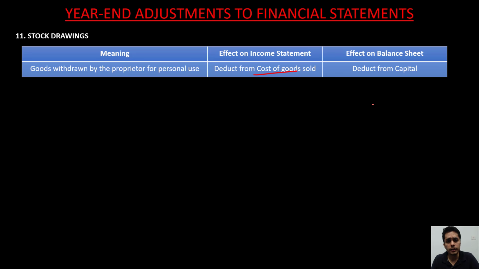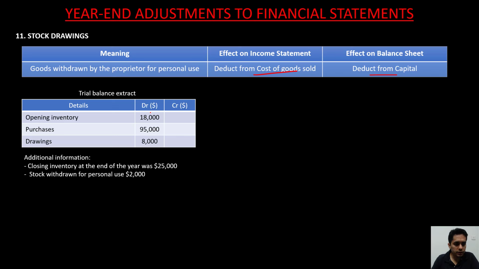Since this is a drawing, goods withdrawn for personal use will be reduced from the owner's capital on the balance sheet date. So deduct from capital in the balance sheet. Now in this trial balance, we have opening stock, we have purchases, existing drawings 8,000. Apart from this, we have a closing inventory of 25,000, and we have stock withdrawn for personal use, stock drawings of 2,000. Now in the income statement, let's see what happens.